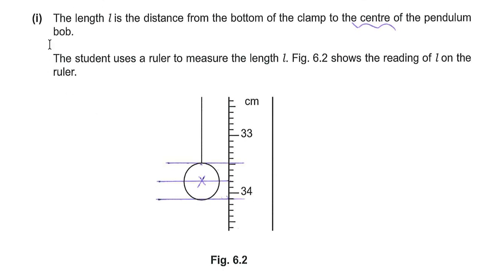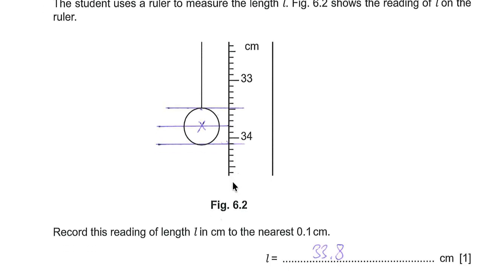Now, really important here, they firstly define what the length L is. It's the distance from the bottom of the clamp to the center of the pendulum bob. So you've got your diagram here. You see I've drawn on here a line at the top, a line at the bottom, and a line in the middle. And I want to know the line at the middle. And you can see it goes down to 33.5678. Okay, 33.8. And that's why my answer here is there.